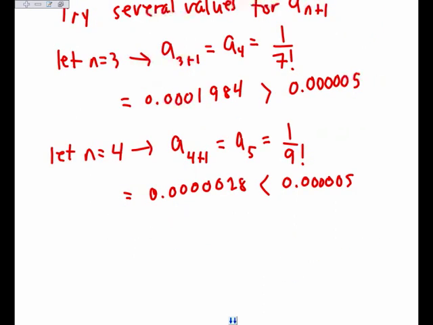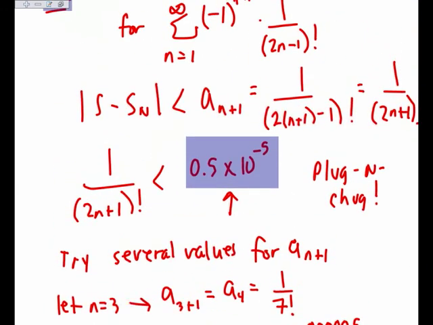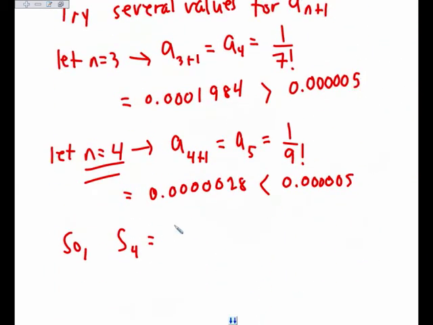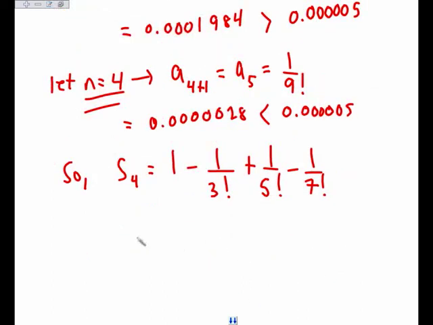So S sub 4 is equal to, go back up to our original series, 1 minus 1 over 3 factorial plus 1 over 5 factorial minus 1 over 7 factorial. We plug that into our calculators, and we're going to get approximately 0.84147. And there you go, folks.